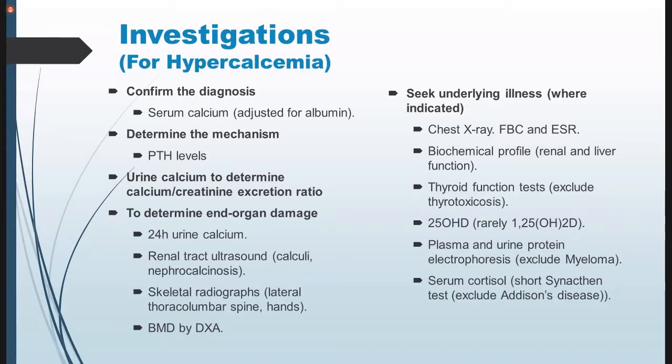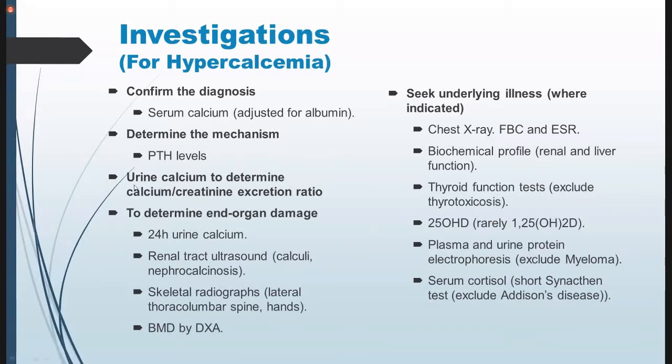Then determine the mechanism. Once you've confirmed that this is high calcium, then you have to understand whether it is a PTH dependent hypercalcemia or a non-PTH dependent one. So you need to know the PTH level, that is the parathyroid hormone level, right? So check that and then look for the reason why the parathyroid hormone is raised.